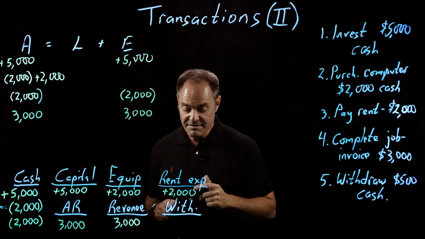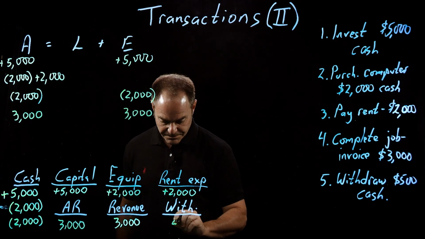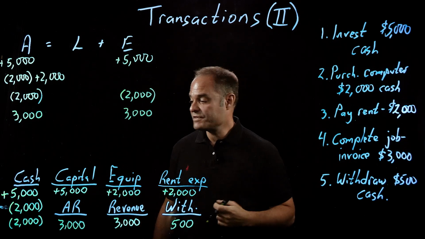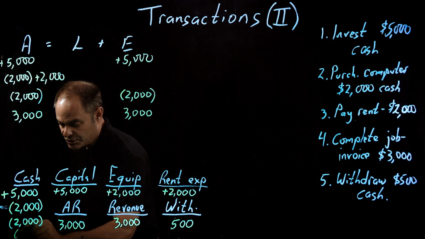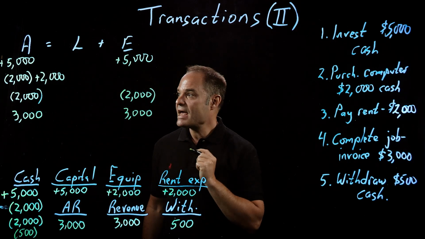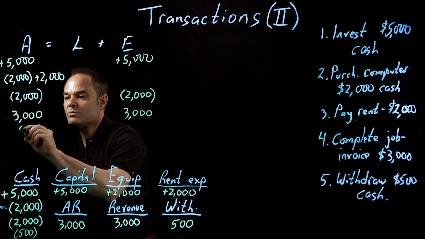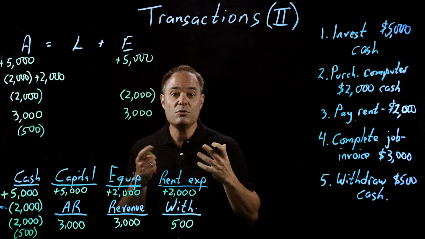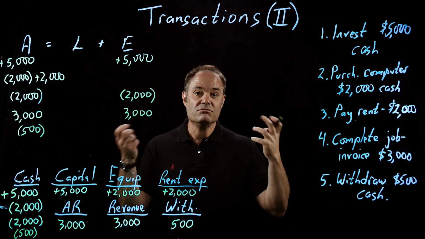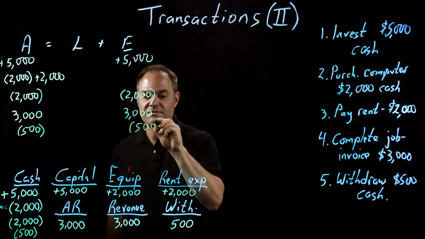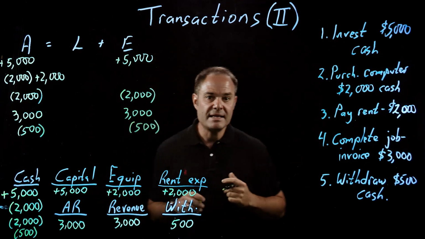Finally, he withdraws $500. So we're going to keep track of that in our withdrawal account. $500. And that's cash that was taken out of the business. So we'll reduce cash by $500. And finally, we'll just go up here and we'll put in, we've reduced cash by 500. A withdrawal, we said, is negative equity again. It's a reduction in the company's equity. Minus 500. And once again, we're in balance.